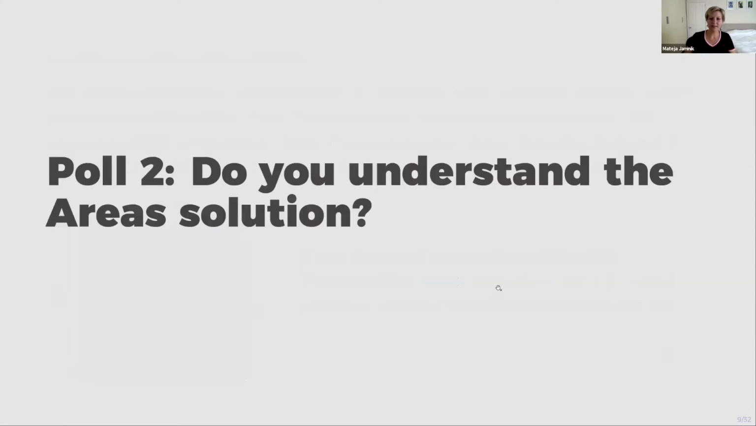So here is my second poll. Do you understand this area solution? Let me launch it. Question 2. Oh, where's my, there we go. I hope you can see it. And let's see how well we do with this one, how well you understood. So the question is really, do you have an intuition of why this is a solution and why it's correct?